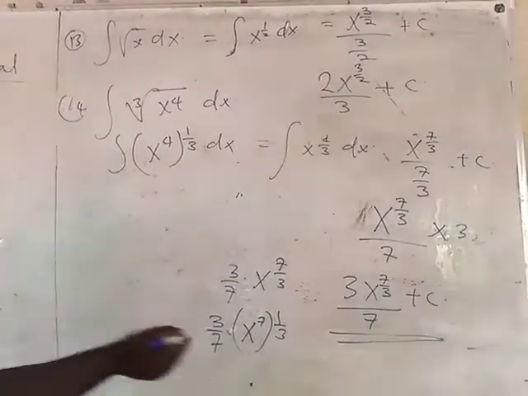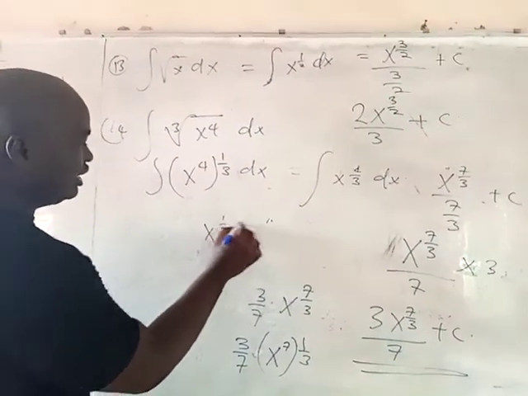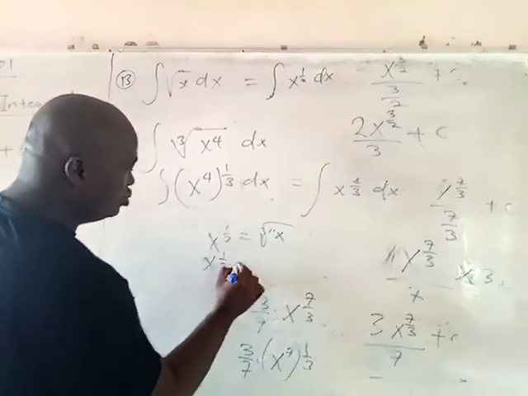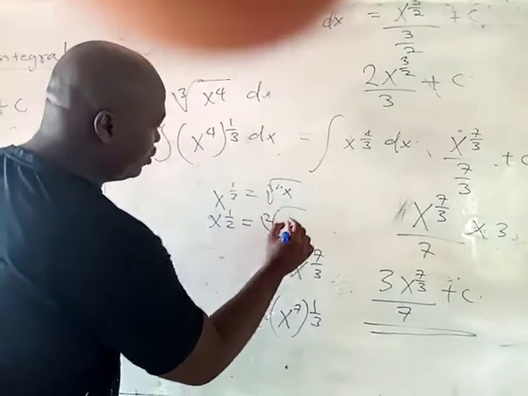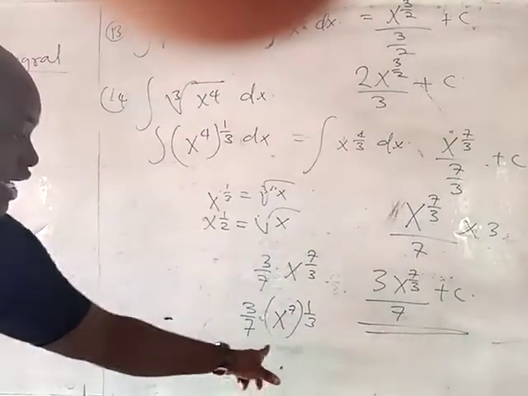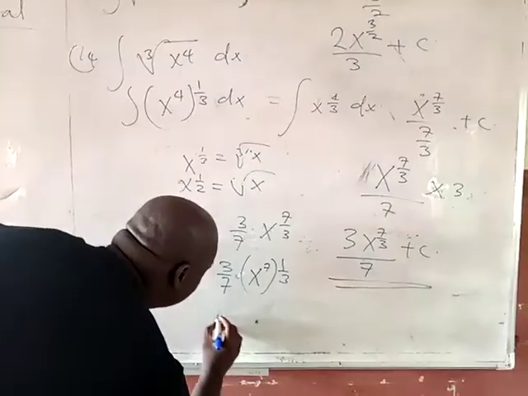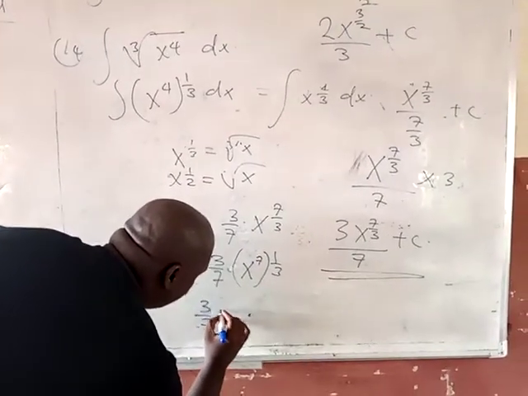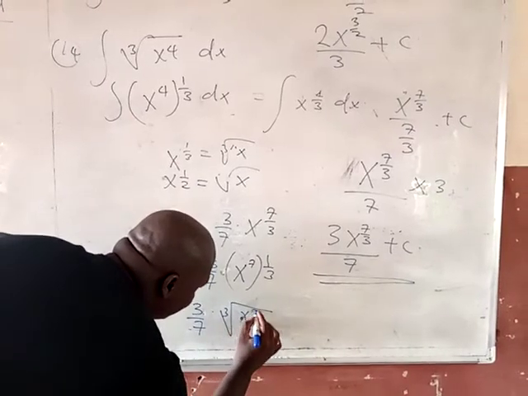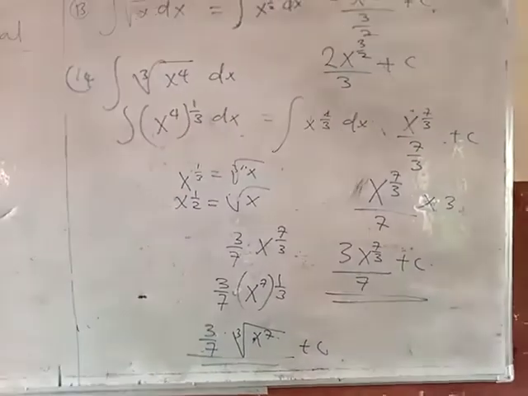Good. But do you know that from here we say x raised to the power of 1 all over 3 is the same thing as cube root of x. x raised to the power of 1 all over 2 is square root of x. So from here, can you see that we can still do something if you want to do something? Yes, of course. Here can simply be 3 all over 7 times cube root of x raised to the power of 7 plus C. Still the same answer. Still the same answer.